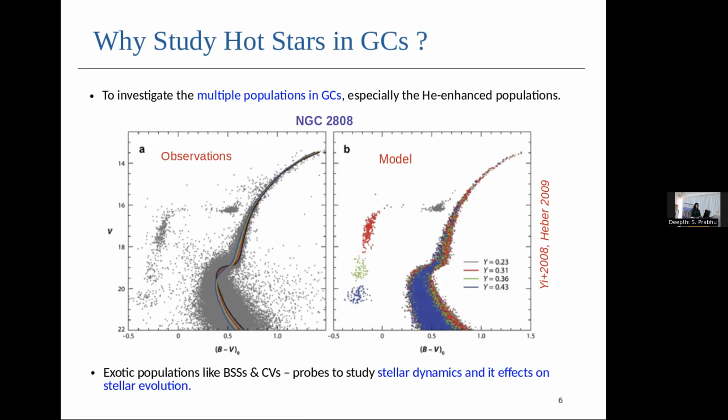To understand the evolution of exotic populations like blue straggler stars and others, we can use the hot stars, and this also helps us to understand how stellar dynamics plays a role in stellar evolution.